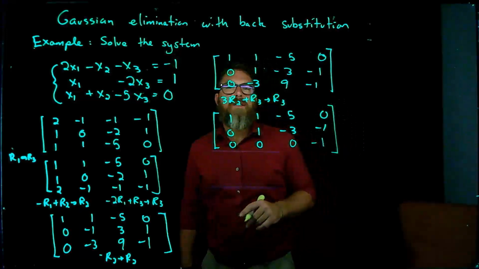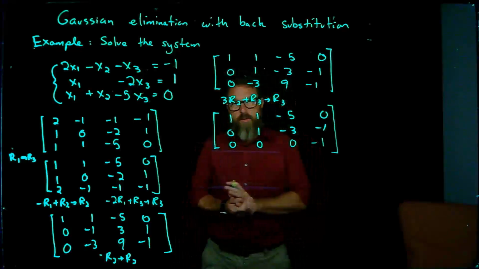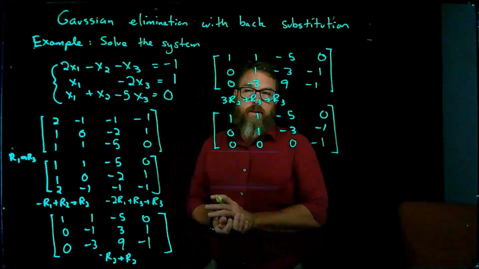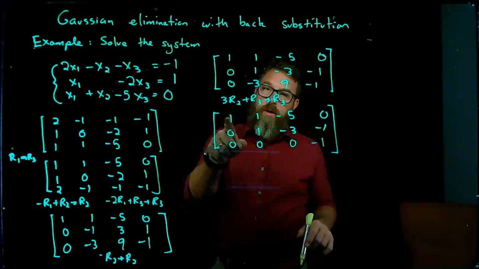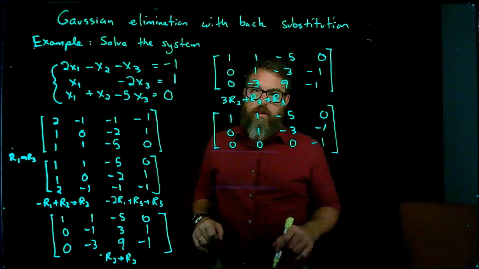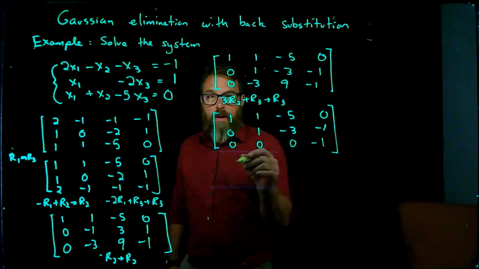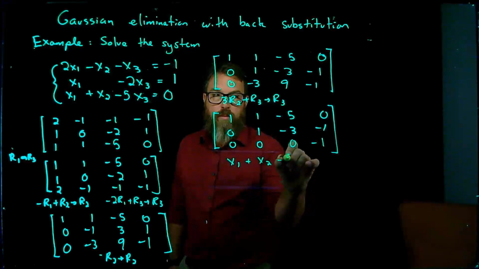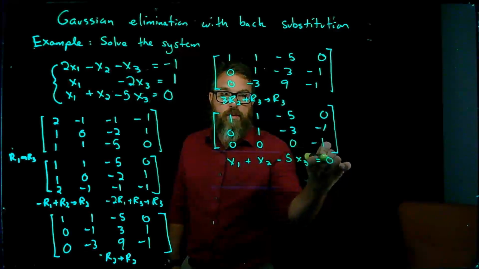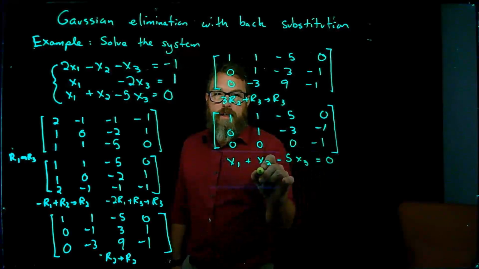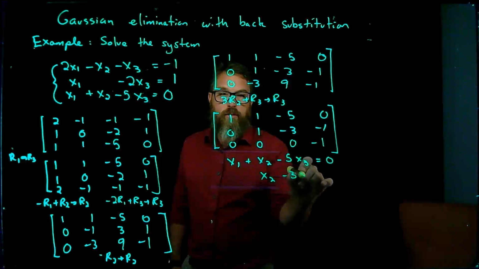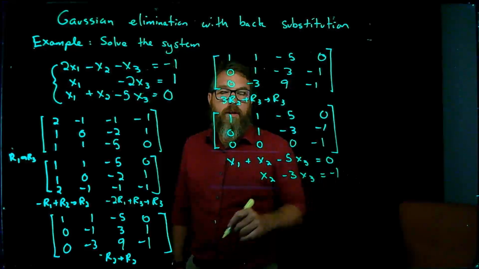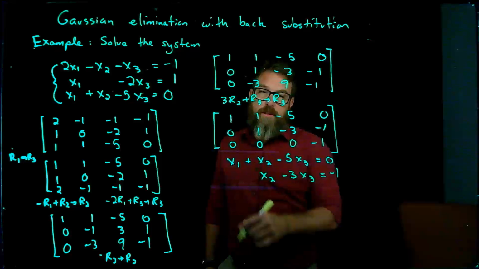Now let's rewrite this as a system of equations and explain what happened here. Our goal is to get 1s across the diagonals and then 0s in these corners, but notice when I rewrite this as a system of equations, this says x1 plus x2 minus 5x3 is equal to 0. And this says x2 minus 3x3 is equal to negative 1. So far, that's not the problem. The problem is this last line.